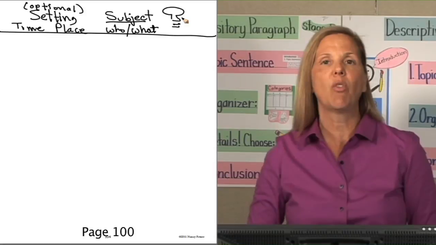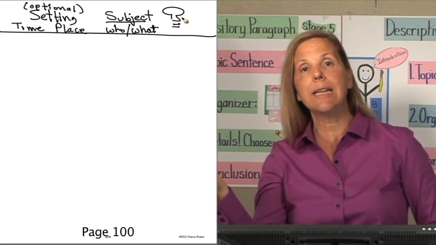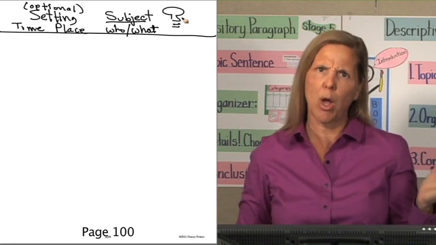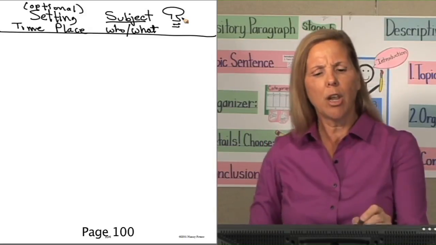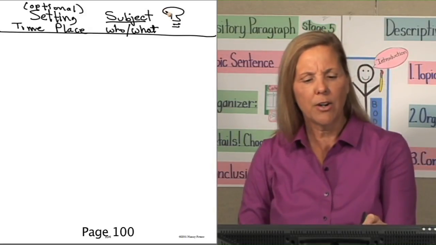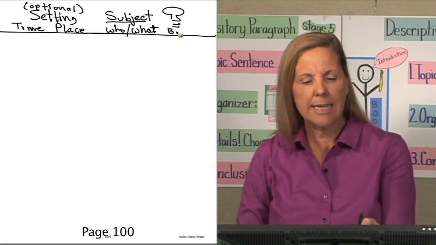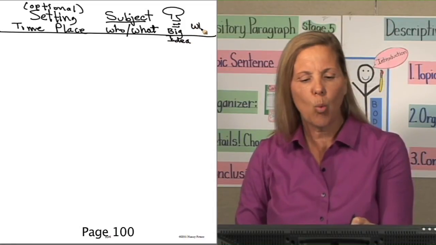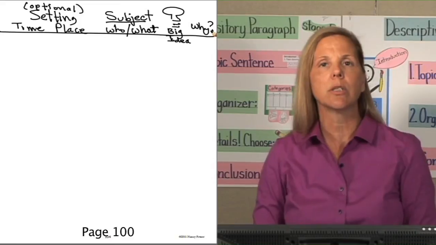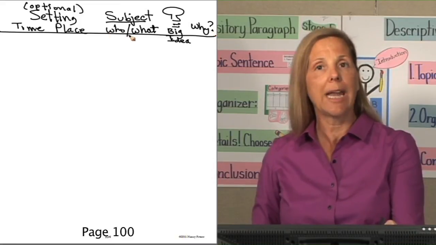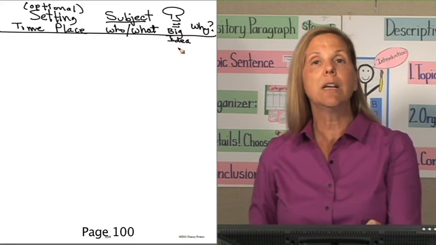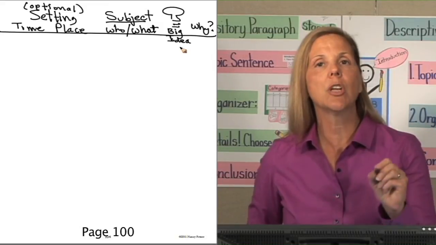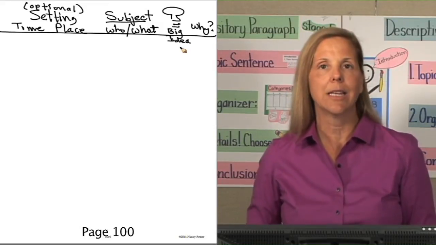The light bulb is for what's the big idea? And who cares? Why is it so important? So the light bulb has two parts. First, there's the big idea. And then there's the why is this so important? I may have subject plants. What's the big idea about plants? What information am I telling you about plants?